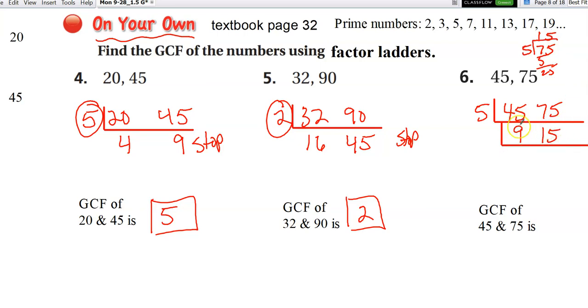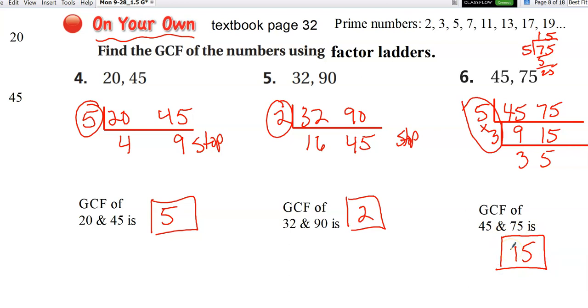And now I can see these are both divisible by 3. 9 divided by 3 is 3. 15 divided by 3 is 5. Okay, I have a 3. I have a 5. Those are both prime numbers. They have no more common factors. The 3 is common, the 5 is common, and I must multiply them together to get 15 as the greatest common factor. Okay, hopefully that's starting to make sense to you.